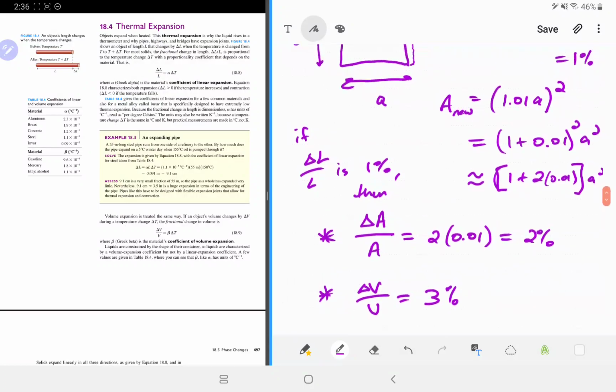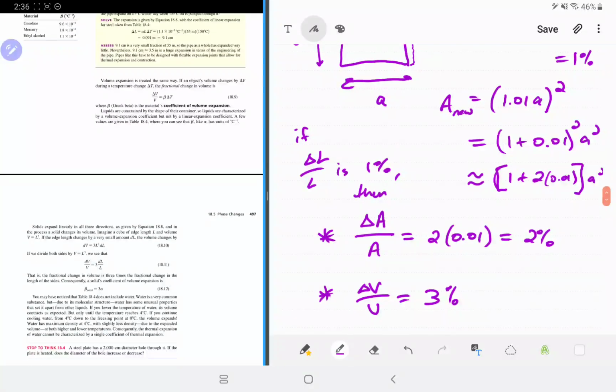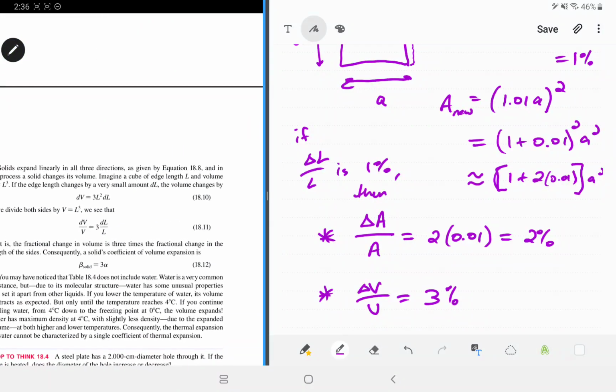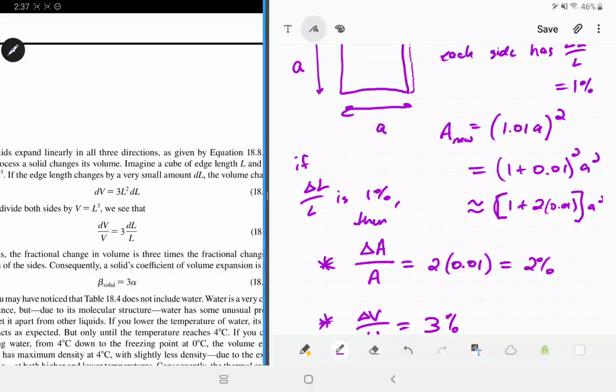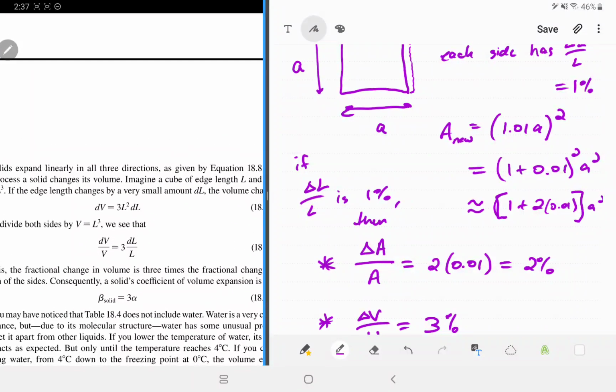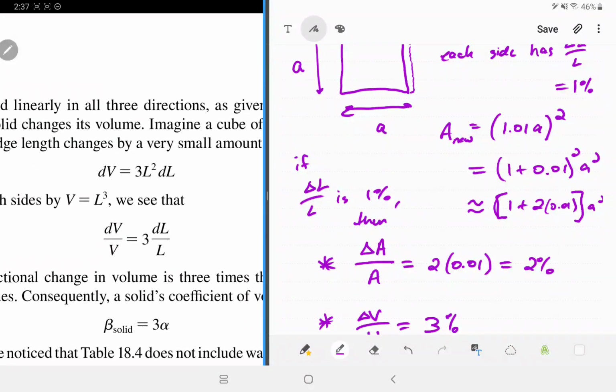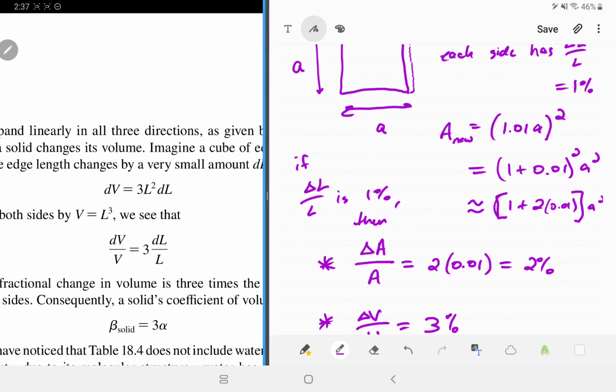Okay, so your book doesn't talk about delta A over A, but it does talk about delta V over V, and it has a quick motivation. And so here I just did an approximation by the binomial theorem. We're using Taylor expansions. Your book talks about it in terms of differentials. So volume is proportional to L cubed. If you take a differential of both sides, you get dV is 3 L squared dL. So you can see where that factor of 3 comes in as well.